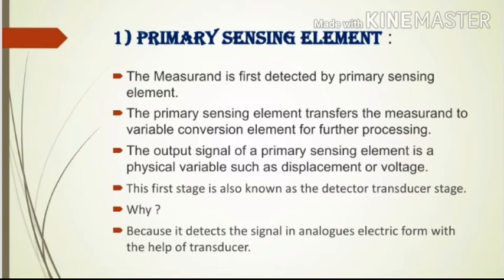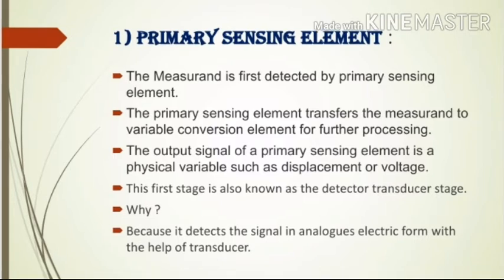First, primary sensing element. So as you know, the quantity of any instrument has to be measured and it is detected by the primary sensing element. The signal which we get from the primary sensing element is in the analogous electric form which is detected by a transducer. The output which we get from the primary sensing element which passes to the variable conversion element is in displacement or a voltage variable. That's why this stage is also called the detector transducer stage.